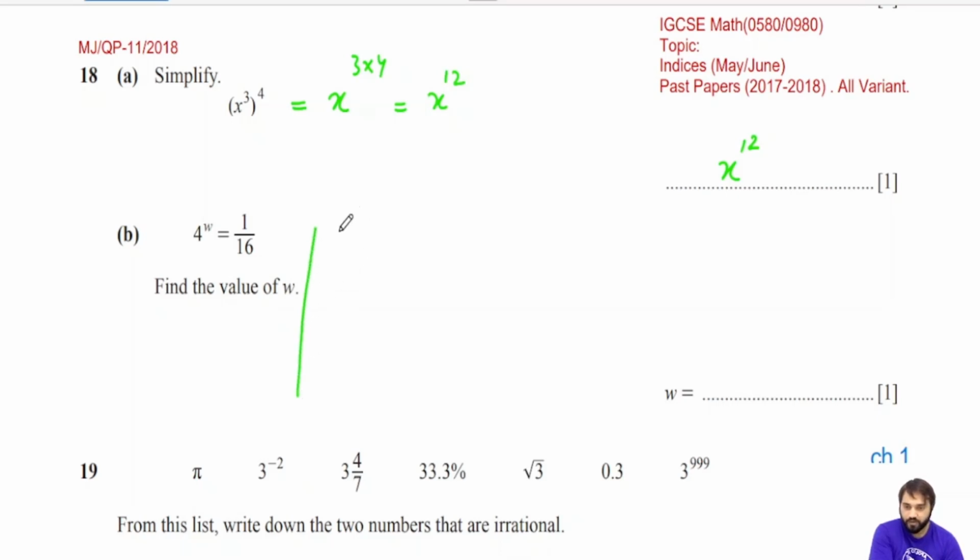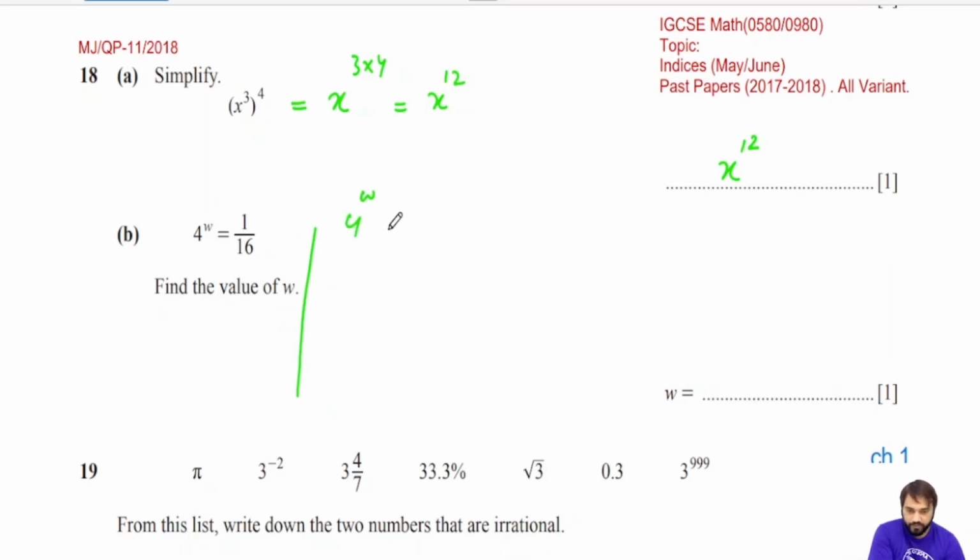convert 16 into power of 4 because before the equal sign we have 4 raised to power w. Let's say if we have 2 raised to power w, then we have to convert 16 into power of 2. Okay, this is the point. Or you can use another method as well. Convert this 4 into 2 square and 16 into 2 raised to power 4. The answer would be equal.